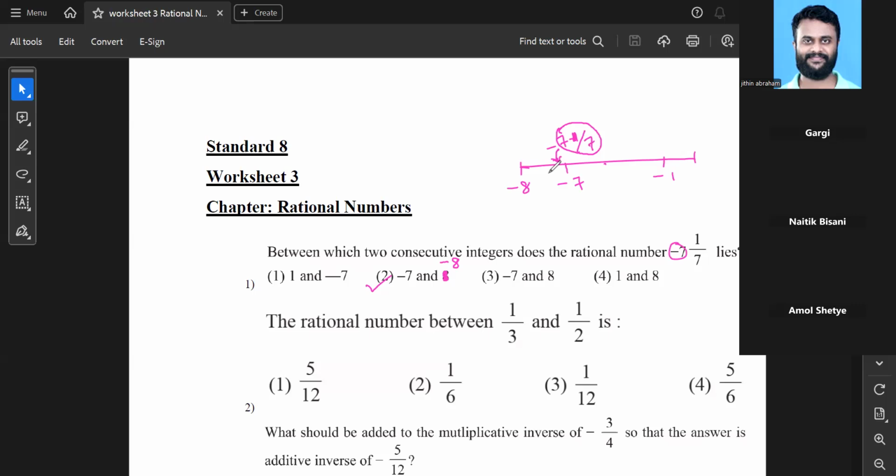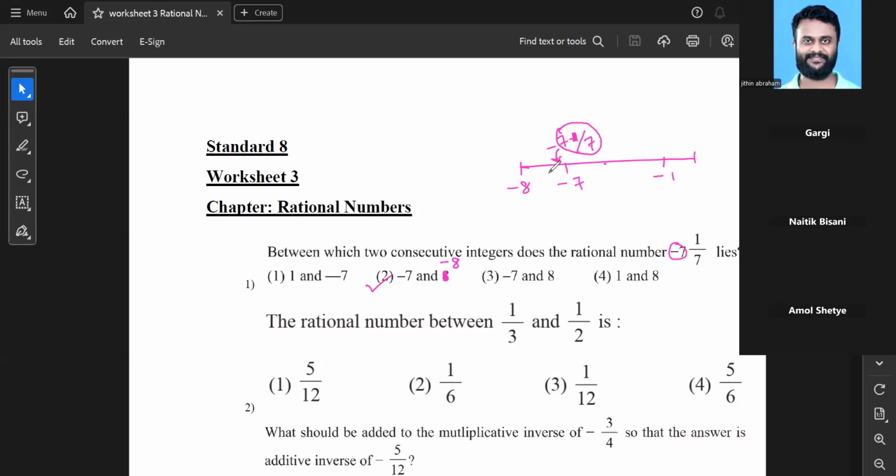Just a minute. I'll just note down this answer key. Worksheet answer key. Rational numbers. Okay, for the first question, the answer is option 2. Okay, let's go for the second question, my dear children, now.